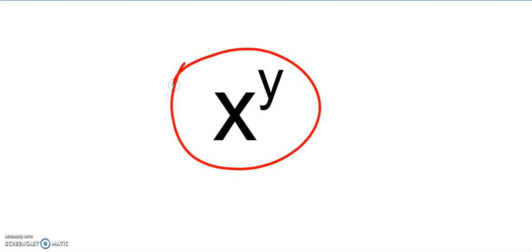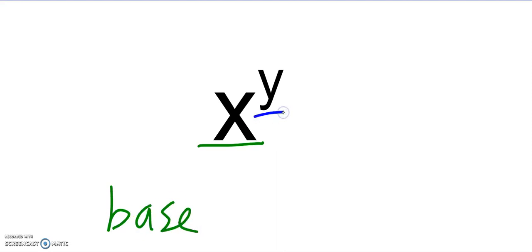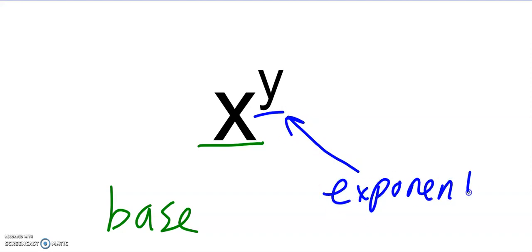Before we do that, though, we want to recall some vocabulary because you're going to hear me use these phrases quite a bit, and I want to make sure we understand. So when we have something like this, x to the y, we want to make sure we understand that this right here is the base, and this is the exponent. So again, you're going to hear me referring to base and exponent quite a bit when we're talking about our properties of exponents.